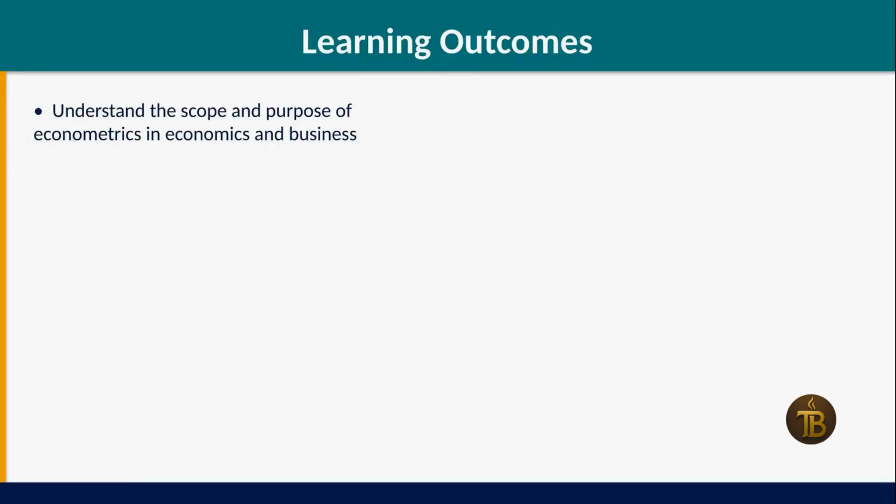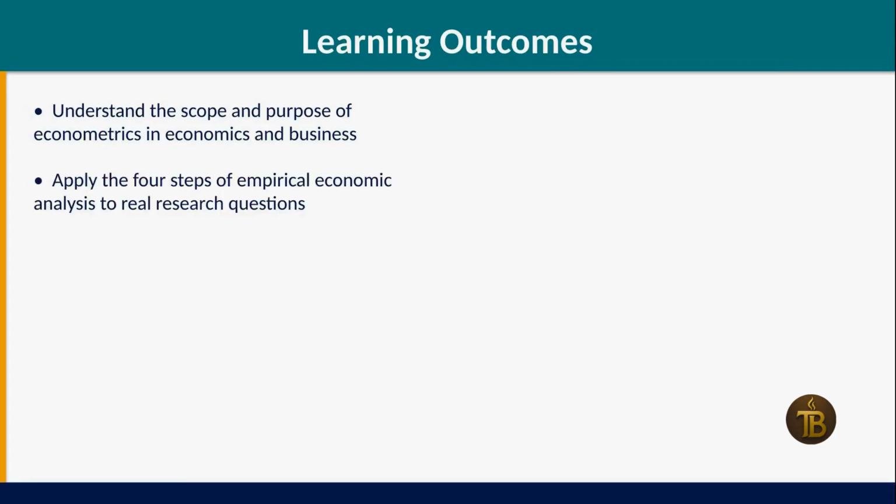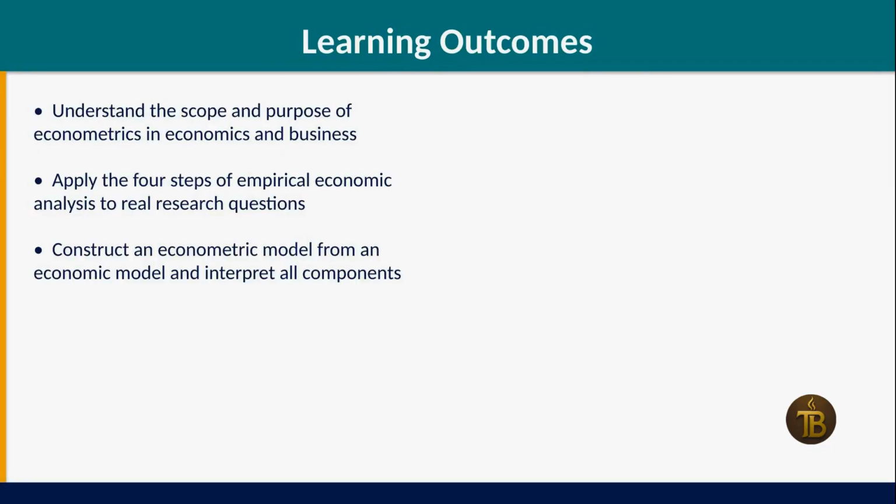Let's set out what you should be able to do by the end of this lecture. First, you should be able to explain the scope and purpose of econometrics in economics and business. Second, you should be able to apply the 4 steps of empirical economic analysis to a real research question of your own. Third, you should be able to take an economic model and turn it into an econometric model, interpreting every component, the variables, the parameters, and the error term.